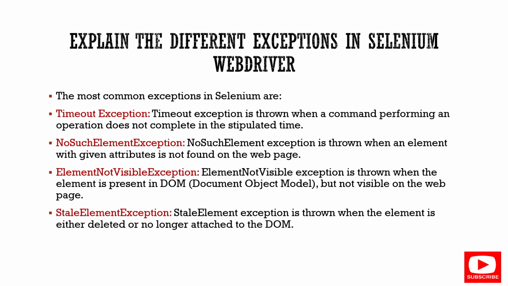Stale element exception is thrown when we have a series of two elements. One element is the currently active element, and the other one is inactive. After making the action on the active element, the inactive element becomes active. If that inactive element is not visible or not attached to the DOM, you will get a stale element exception. So let's move on to the other question.